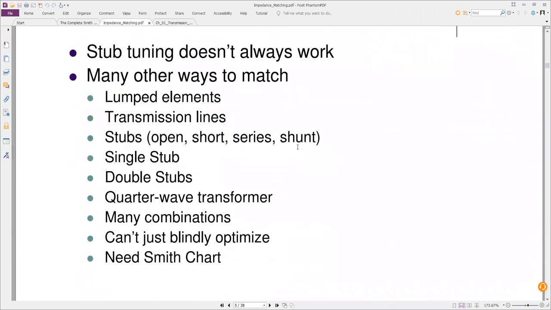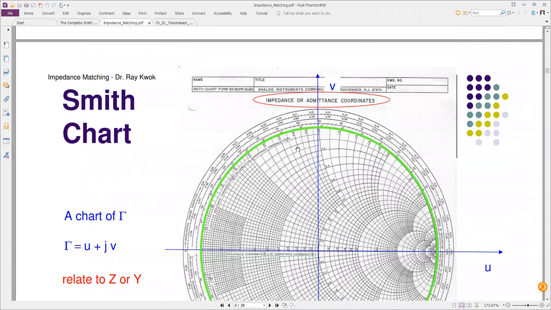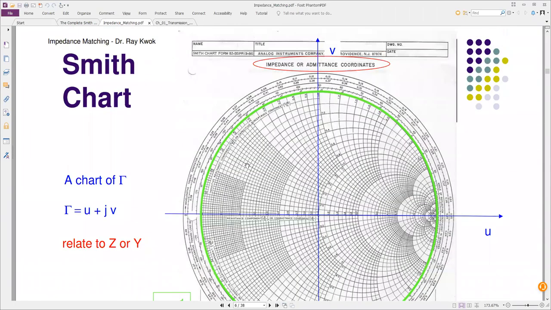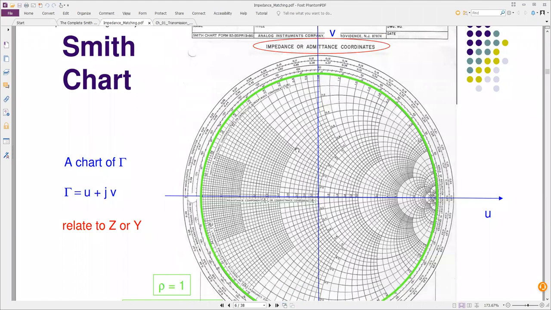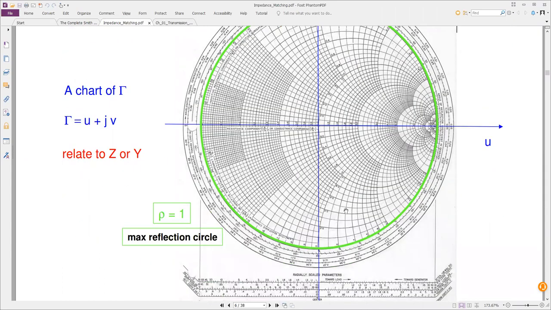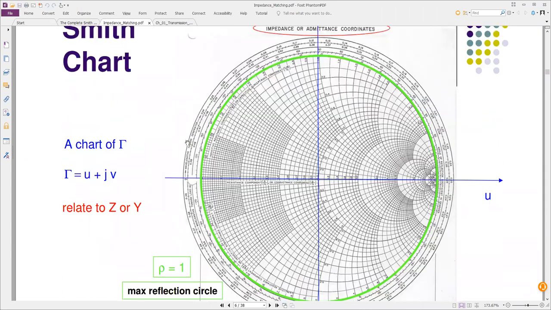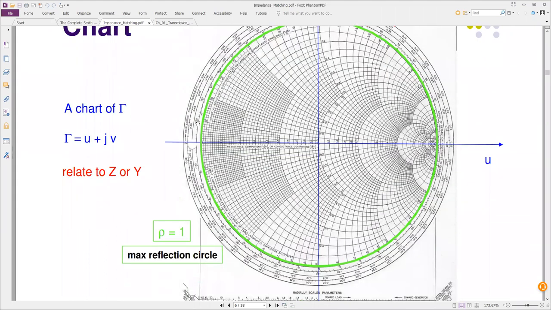Now let's look at the Smith chart. That is our Smith chart. Impedance or admittance coordinate. Look here. The green line, rho is equal to 1, which is the maximum reflection circle.